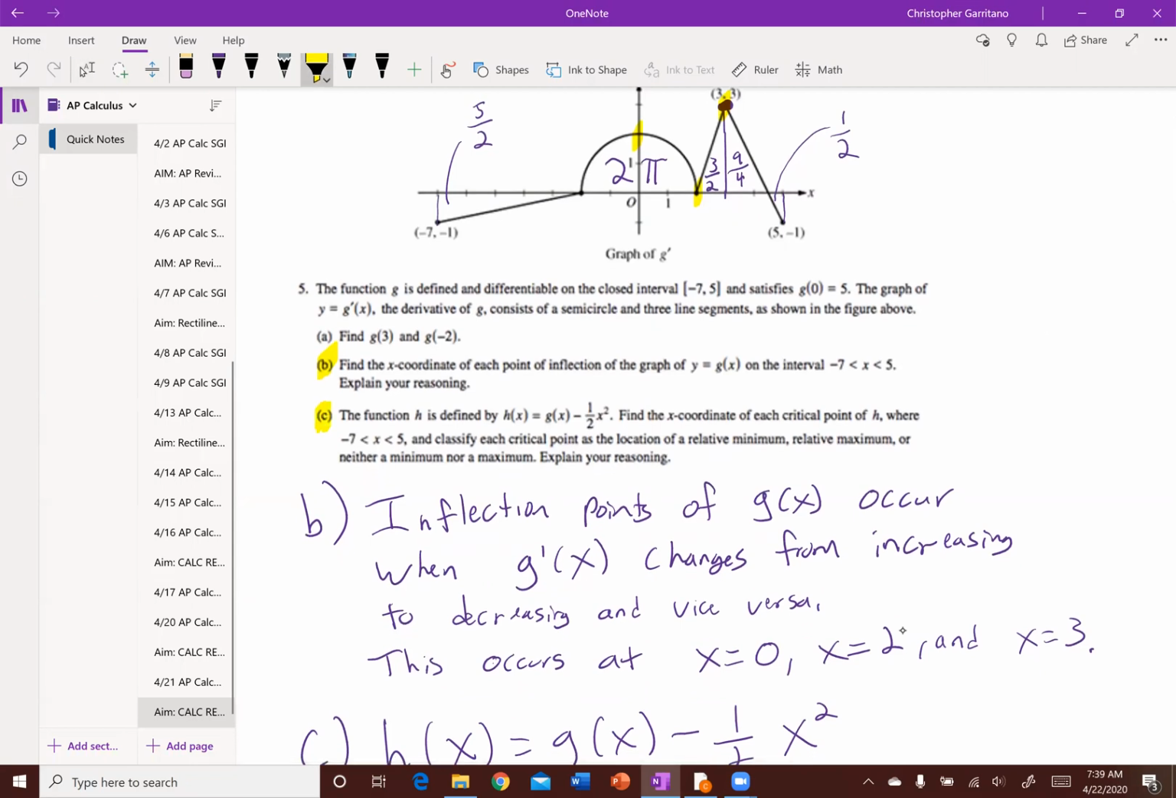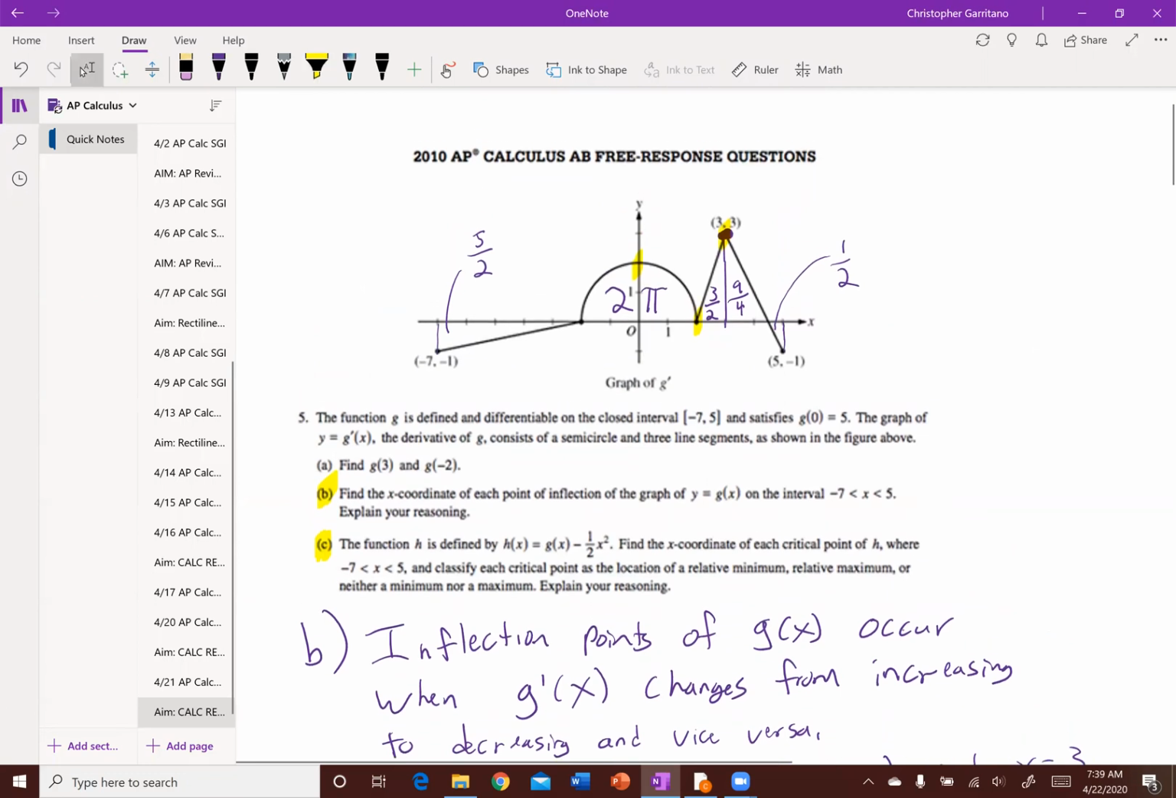Then we get this guy over here. So we're defined a new function h of x being related to g of x, but then there's also this extra term, -1/2 x squared. And we want to find the x-coordinate of each critical point of h on this interval. And then once we do that, we also have to classify these points as either relative max, mins, or neither on h of x. Okay, so first things first, when I hear critical point, I think derivative. So I want to take the derivative of h, and I want to set it equal to 0 and set it to be undefined. So first things first, let's find the derivative.